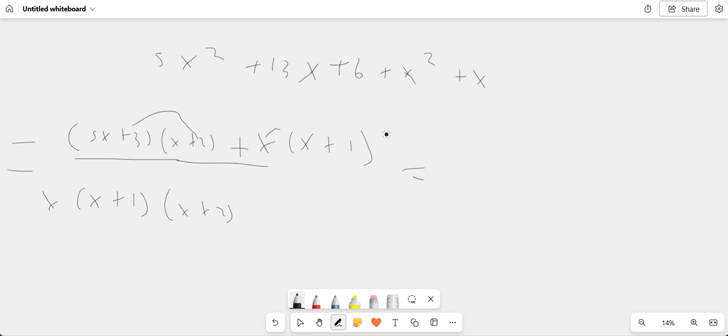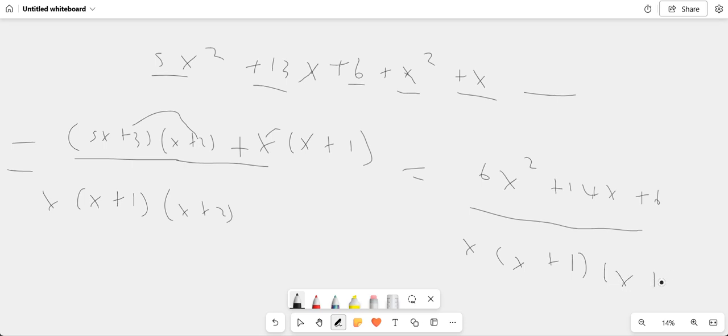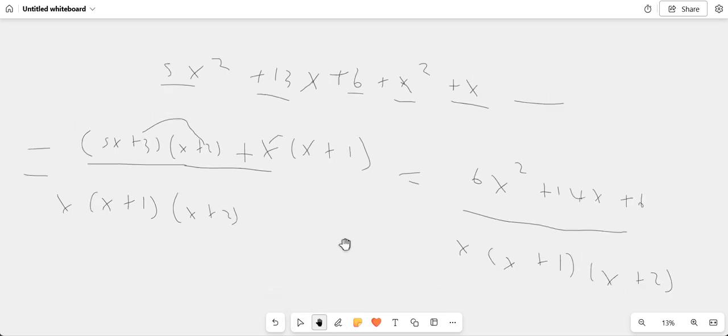So if we combine all of that, that's going to become 5x squared plus x squared, that's 6x squared. 13x plus x, that's 14x. And then 6 plus nothing is just 6. Alright, cool. Over x plus 1 and x plus 2, and that's the final answer. Alright, cool. Part B.